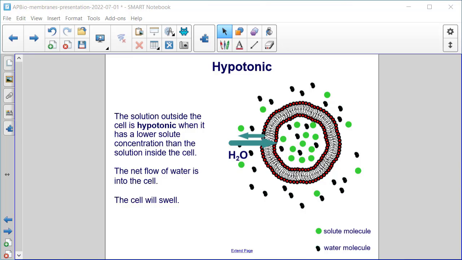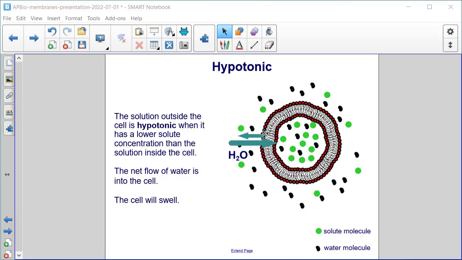Hypotonic. The solution outside the cell is what we call hypotonic when it has a lower solute concentration than the solution inside the cell. So take a look here. Inside the cell, there are many green solute molecules and fewer water molecules. You can see outside of the cell, there's more water and less solute. So a lower solute concentration on the outside of the cell is called hypotonic.